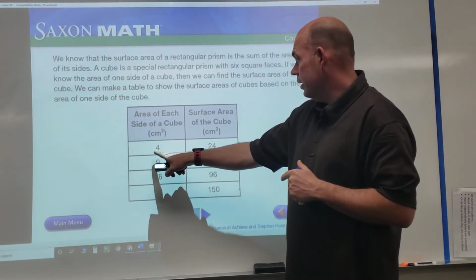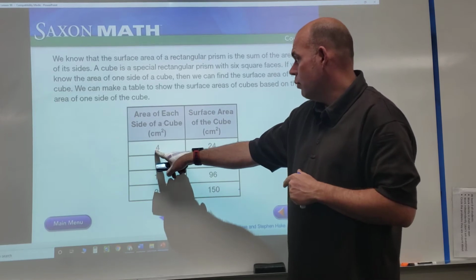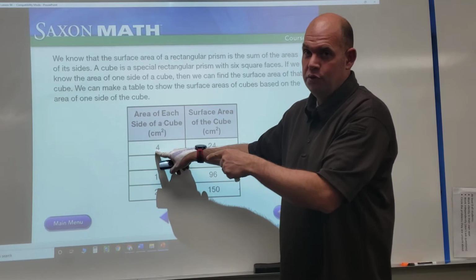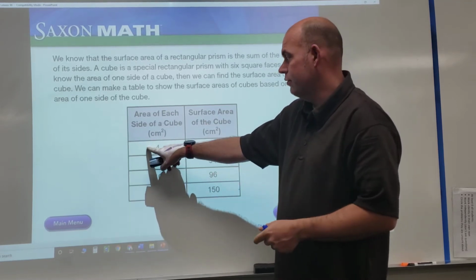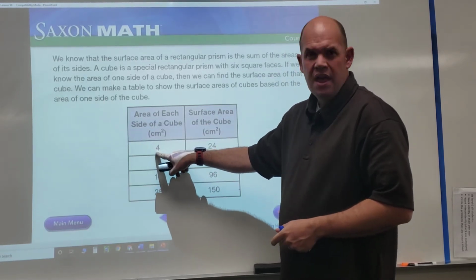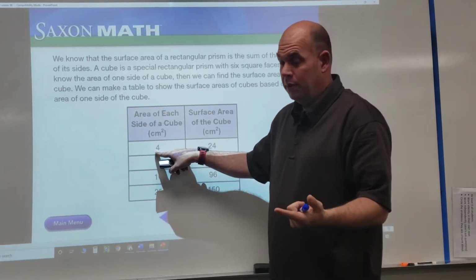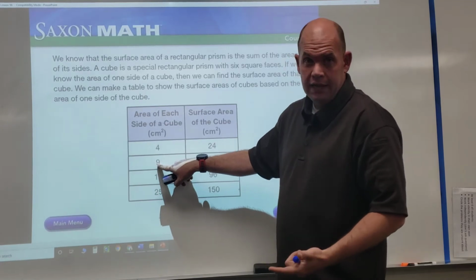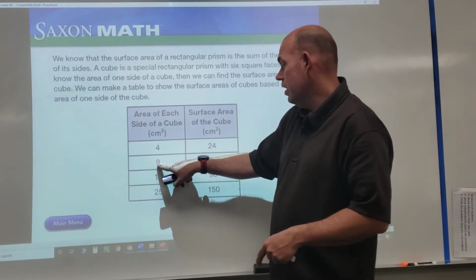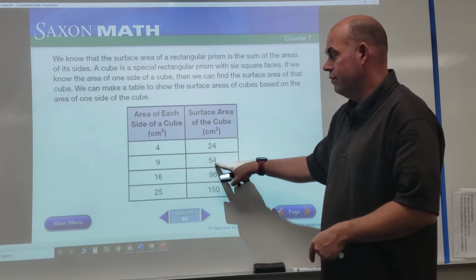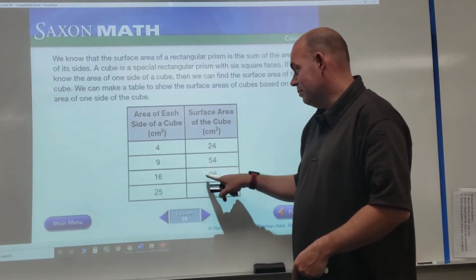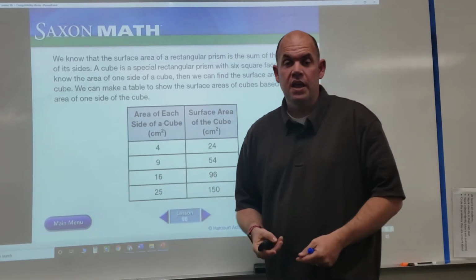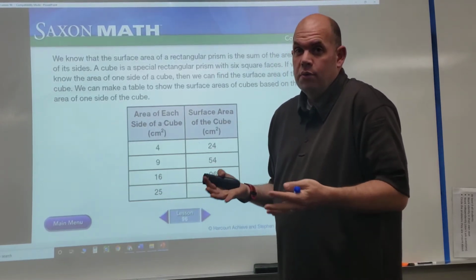So we can look, if the area of a square is 4, so that would have been a side of 2 times 2, that gives us a surface area of 4 centimeters squared. Well, in a cube, we would just multiply that by 6 and get 24. Now, if the area was 9, because each side was 3 centimeters, then it would be 9 times 6, which is 54. If it was 16, it'd be 16 times 6, which is 96, and 25 times 6 is 150. That's a rule. It will always be that way.